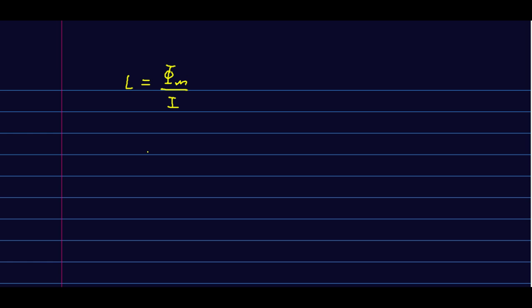We should take a quick moment to talk about units. So that flux is in Webers. So we have Webers per amp as a unit of inductance, and this is called a Henry.